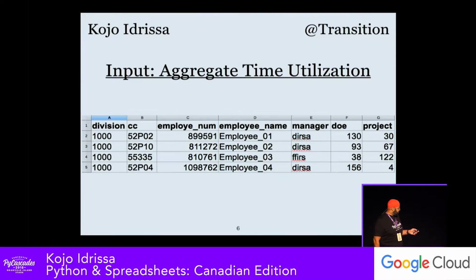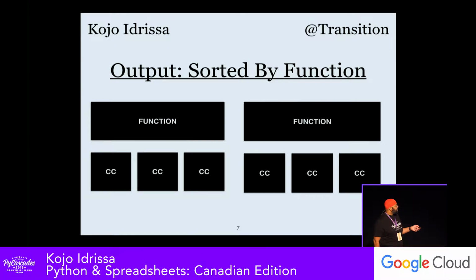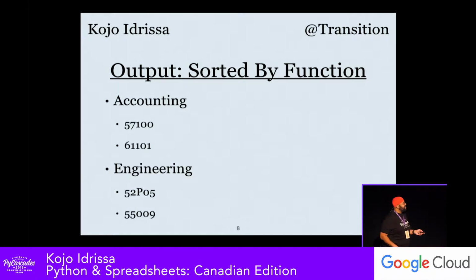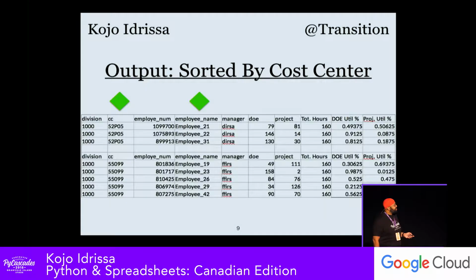But each of these functional areas, say like accounting, like engineering, like marketing, will have multiple cost centers. And so they're grouped that way. So you need this output to be sorted by function. So accounting might have these cost centers, engineering might have these cost centers.